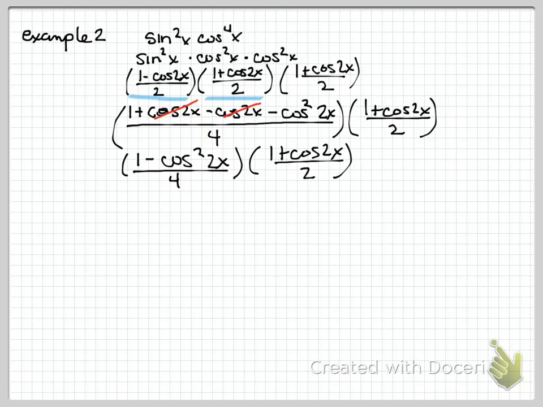Now, I'm going to split this first parenthesis into two fractions, because I've got to get rid of that square again, just like what we did before. So it's going to be 1/4 minus 1/4 cosine squared 2x times, I might as well split the second one too, because we're going to end up needing to split it.